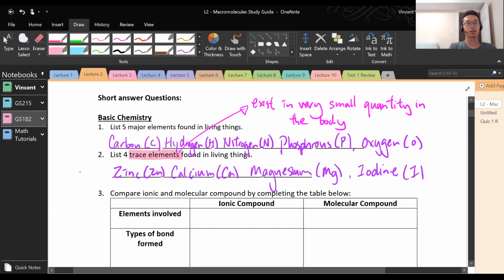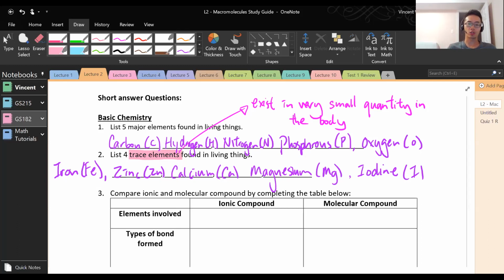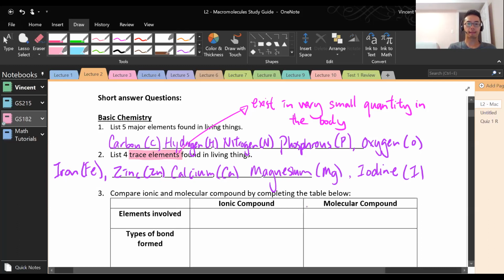Yes, and iron. Okay, I'll put iron here as well, since Nadia wrote it down in the chat. We need iron to make hemoglobin, for example. And that's something that helps us carry oxygen in our red cells. Okay.